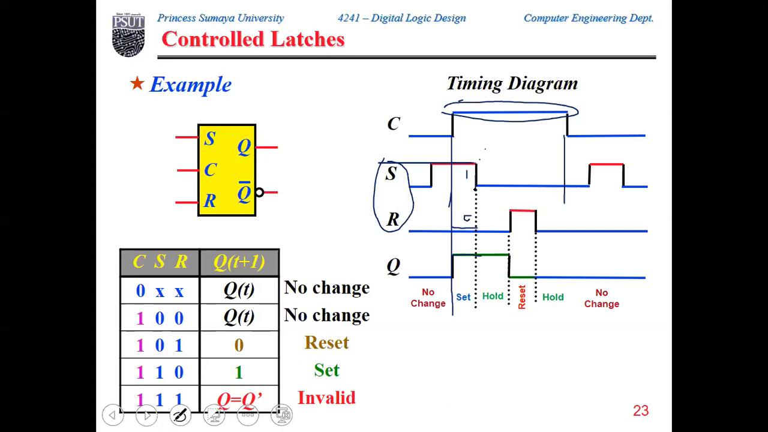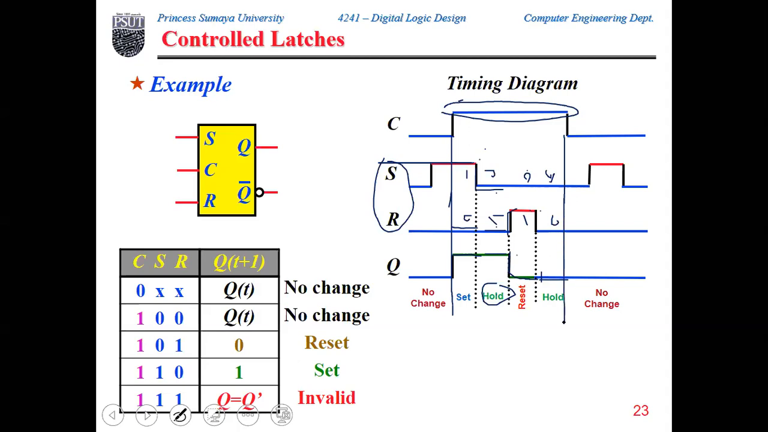Afterwards, S becomes 0 and R is 0. 0, 0 on the SR latch implies a hold operation, so Q stays the same. Then here R becomes 1 and S is 0. 0, 1 implies reset, so Q goes to 0. Then we have 0, 0 here, which implies hold, so Q is 0, and it stays 0.